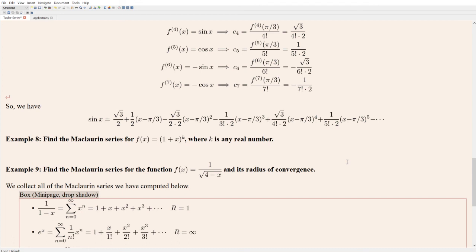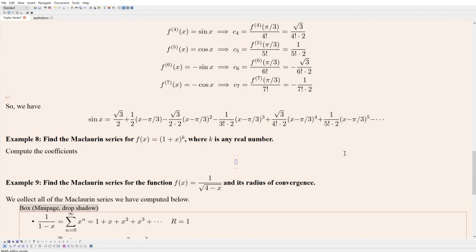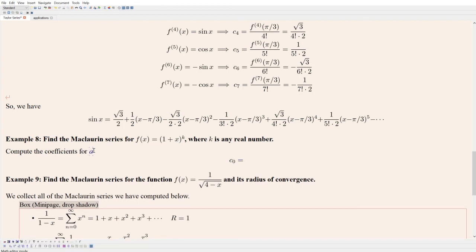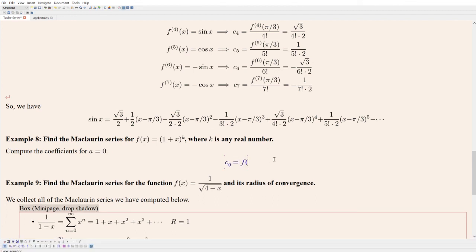Okay, next. Find the Maclaurin series for 1 plus x to the power k, where k is any real number. Okay, so nothing to do but to go through the procedure and then see if we can figure out some sort of pattern. Okie dokie. So c sub 0 is just the function applied at the center point. Since this is Maclaurin, we have a equal to 0. So c sub 0 is just the function at 0. That's 1 to the power k, so that's 1.